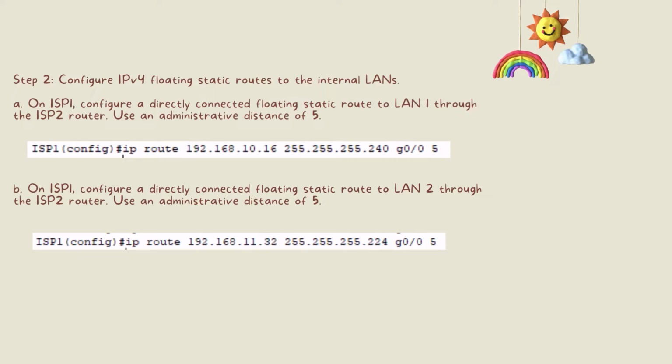Okay, and insert the ip route 192.168.11.32 and IP subnet mask 255.255.255.240 and G0/0/5.